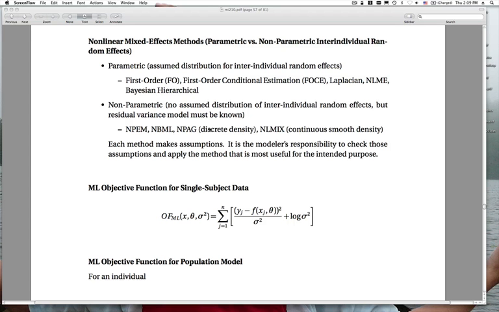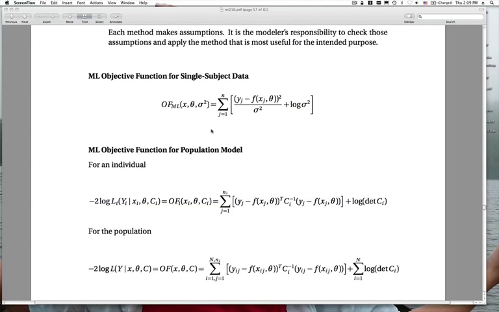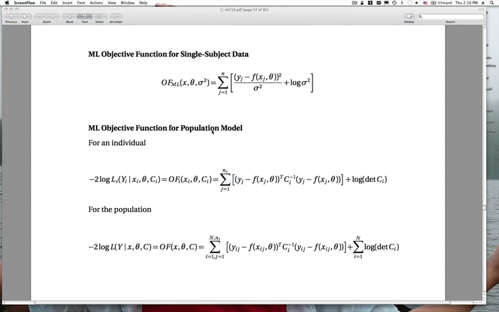It's up to the modeler to be aware of what those assumptions are and apply the method that's most useful for their intended purpose. And when we talk about simulation, it'll become apparent why the parametric method is oftentimes preferred when the purpose of modeling is to develop a simulation model. More on that later, and we'll discuss some of the implications as we work on hands-on projects throughout the class.